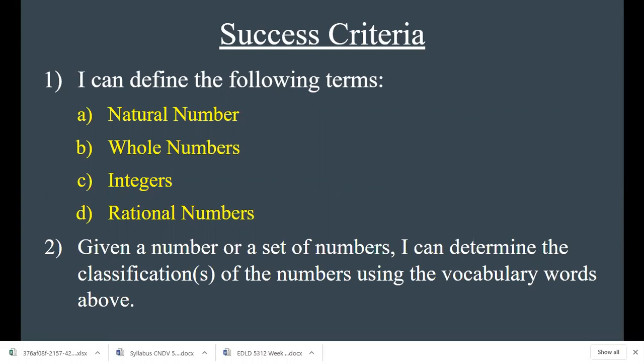And this is very critical. You need to be able to define natural numbers, whole numbers, integers, and rational numbers. And in addition to being able to define those words, given a number or a set of numbers, you need to be able to determine the classifications of the numbers using those vocabulary words. So if you know how to define those words, then you will know the numbers that fall within those categories. A big hint for the day: every number that you're going to see is a rational number.